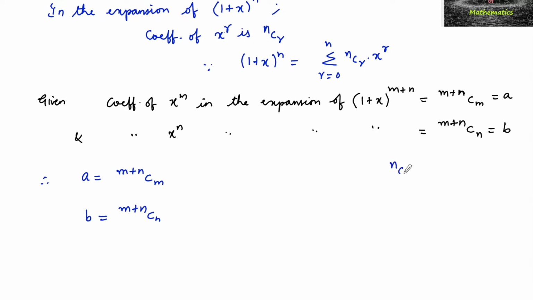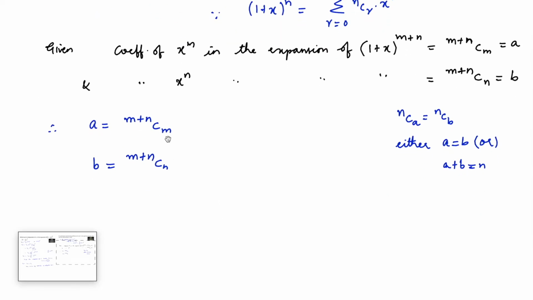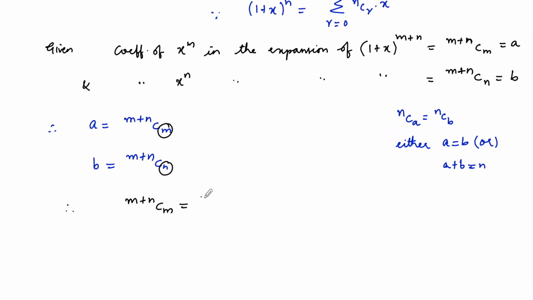Since we know that nCa = nCb, then either a = b, or the sum a + b = n. So here also we can see that the sum of m and n is the number of terms, m + n. Therefore (m+n)Cm = (m+n)Cn, that is, a = b. So the answer is a = b is the relation between a and b.